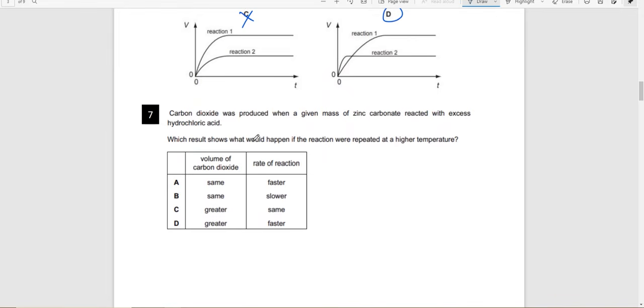Okay, question number 7. Which results show what would happen if the reaction were repeated at a higher temperature? If you repeat the same reaction, that zinc carbonate reacts with HCl, what would happen? If you increase the temperature, reaction will be faster and volume of carbon dioxide will remain the same. Because any factor that affects rate of reaction does not increase the amount of product. It only increases the rate of reaction. So don't forget that.